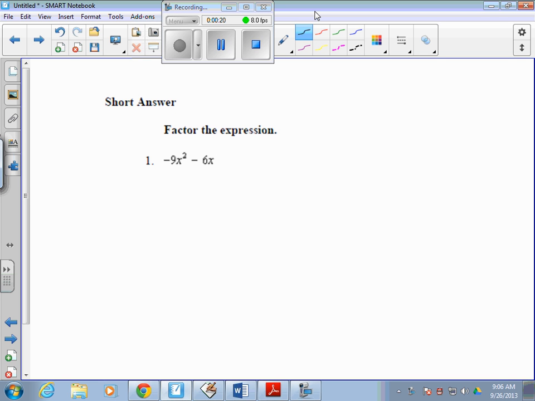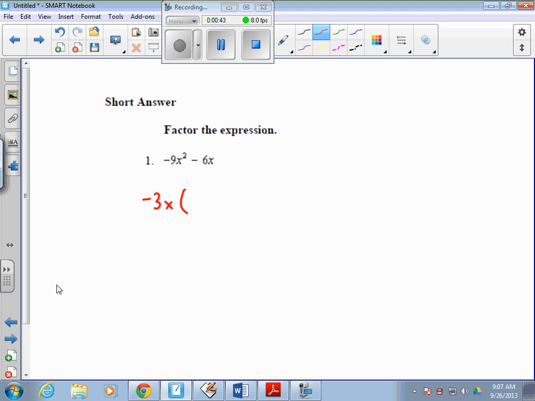Take out whatever you can, the things that they have in common. We know that 3 goes into negative 9, or more specifically, we can say negative 3 goes into it. And it also goes into negative 6. So pull negative 3 out. The other thing they have in common is an x. So pull negative 3 and pull x out, and then make yourself a set of parentheses.